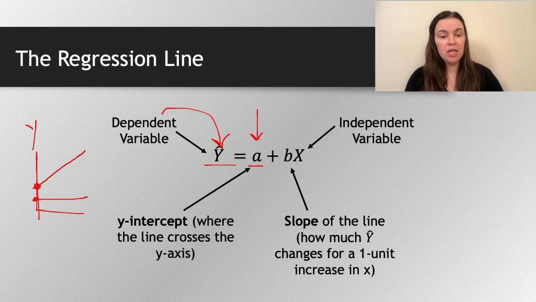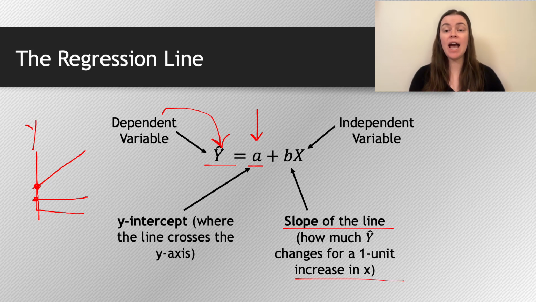B is going to be your slope of the line, or how much your y-hat changes for every 1 unit increase in x. And so we'll get to on the next slide how you can actually calculate your slope. And lastly is your independent variable, which we always represent by x. So that's always what is on your horizontal axis as well. And so pretty simple in this format.